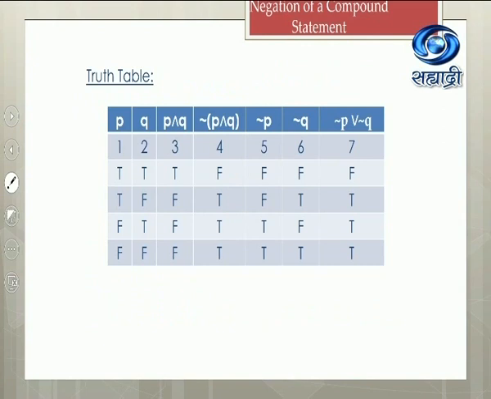Let us see the truth table. As you can see, P, Q, P and Q column, negation of P and Q, negation P, negation Q, negation of P or negation Q. So observe the fourth and the seventh column. Both are identical. And hence we conclude from the truth table also that the columns 4 and 7 are equivalent, and therefore negation of P and Q is nothing but the disjunction of negation of the two statements.